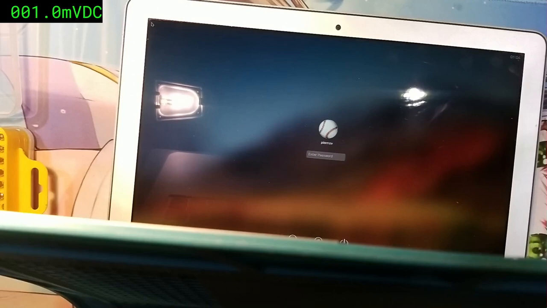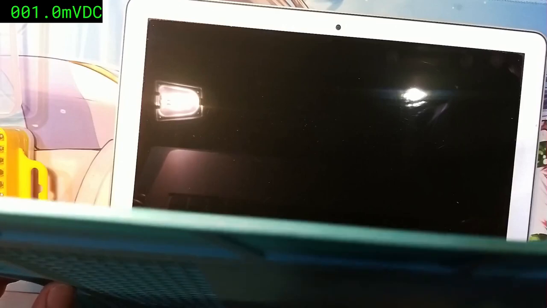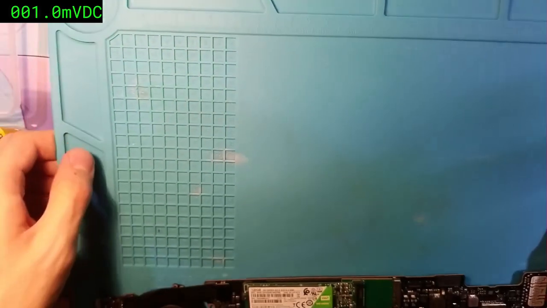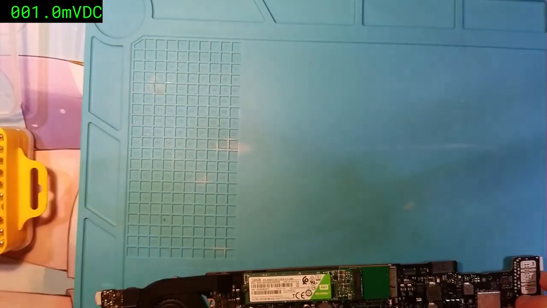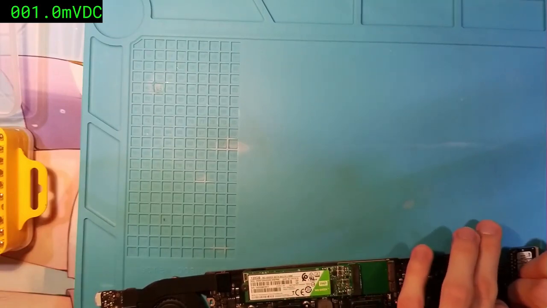Okay, so we booted. I don't have a keyboard plugged in or anything, so I can't log in, but it doesn't matter. Just to show that it seems to be working fine. Of course, let me turn it off first. Of course, as I said, we have to do some real testing on this, since there was an issue near the SMC.